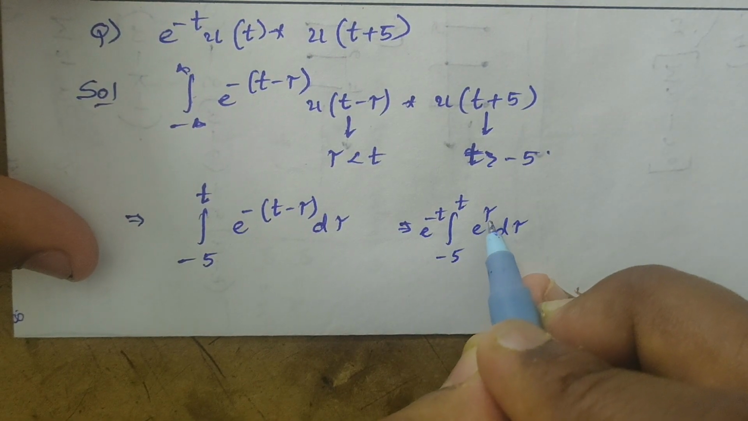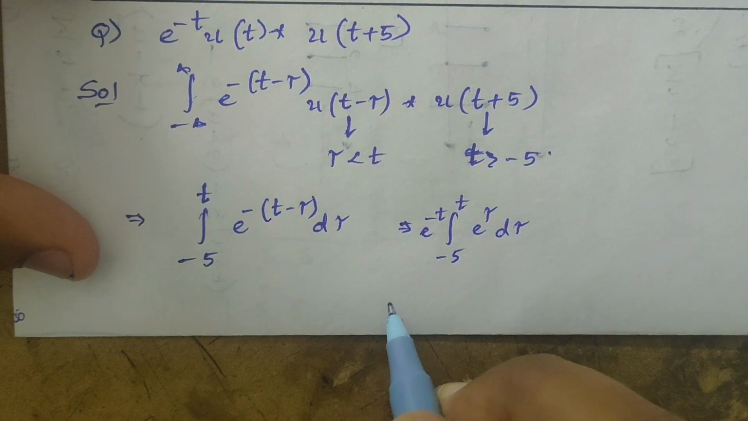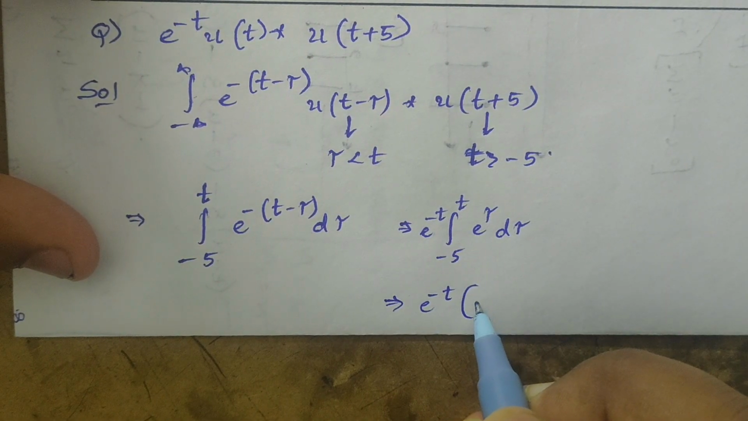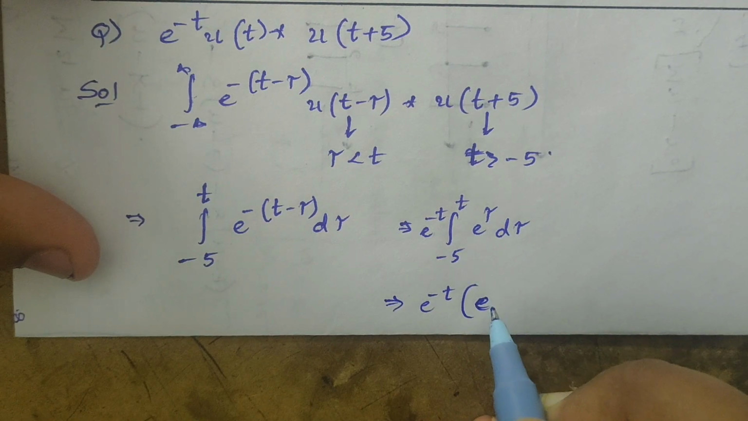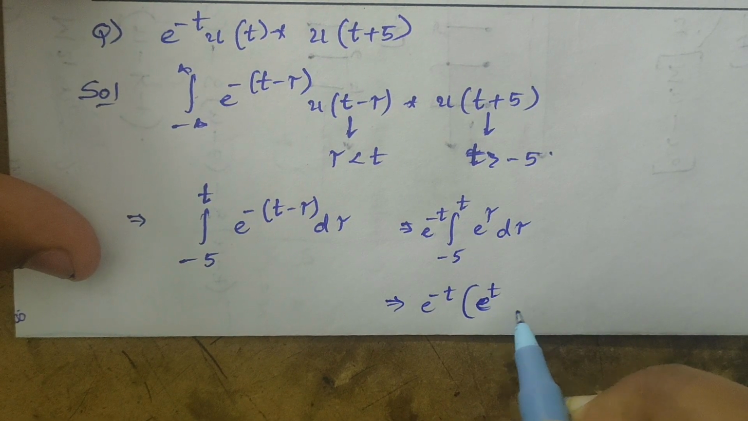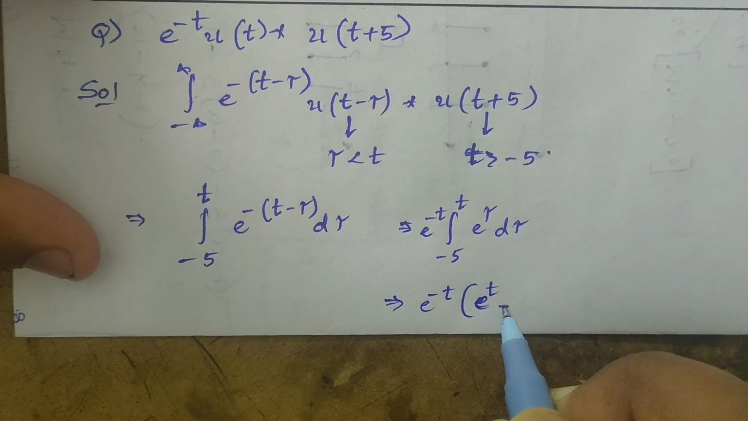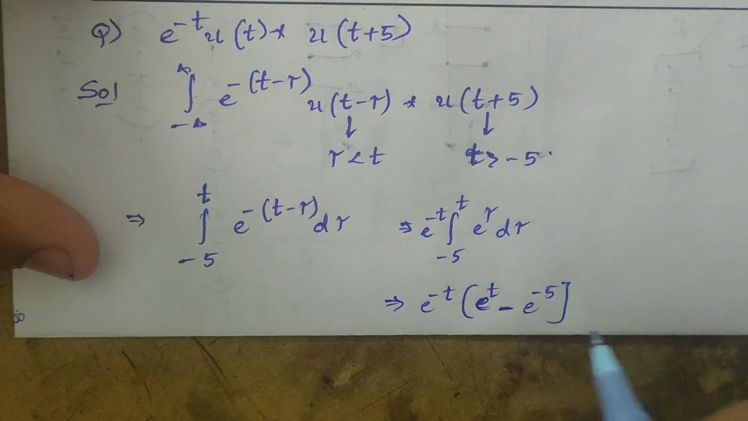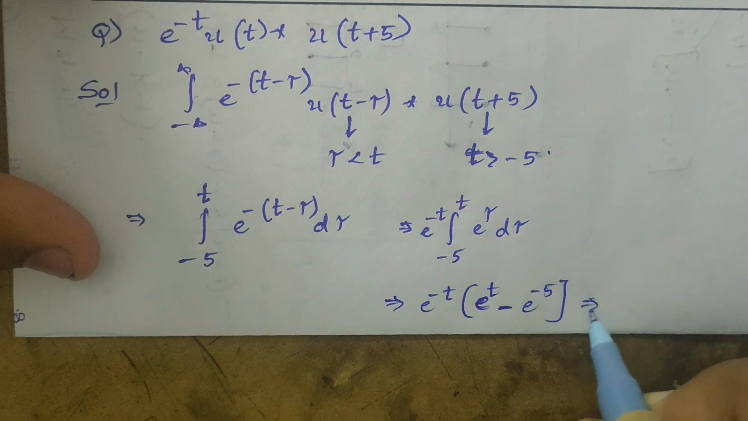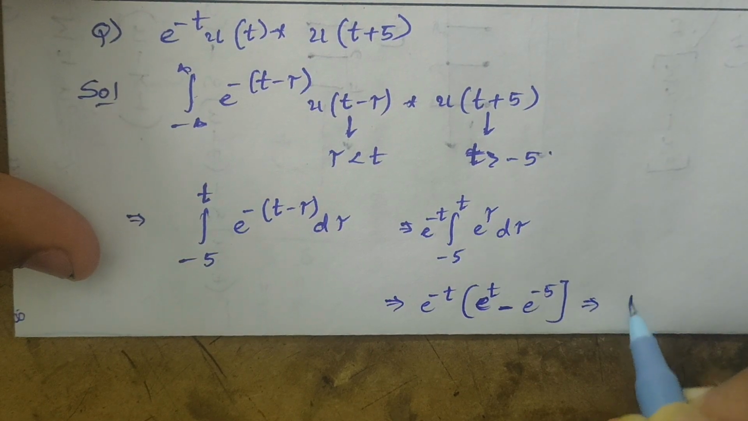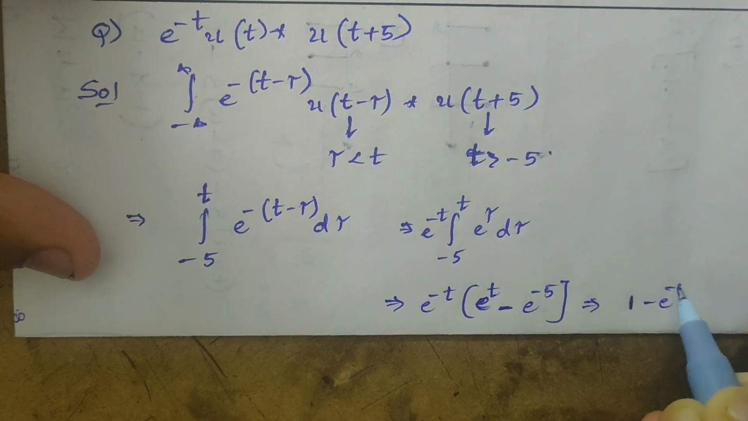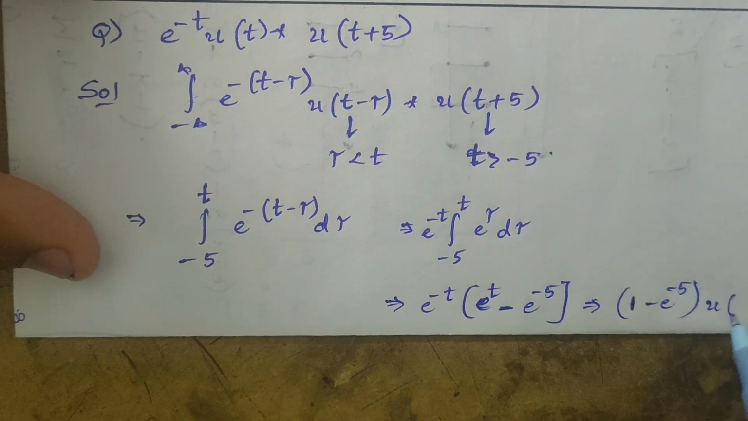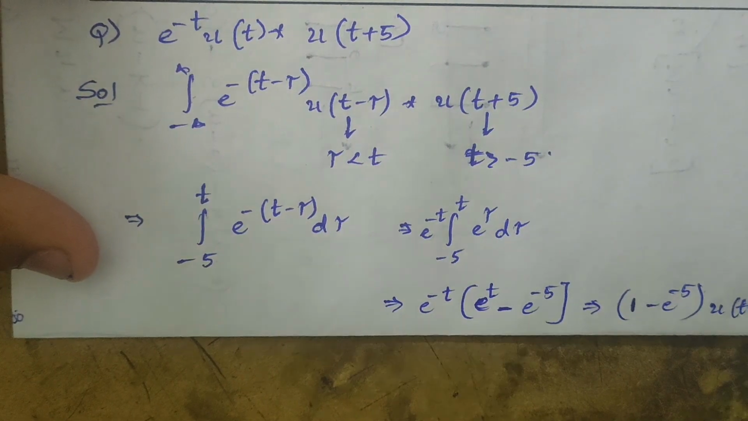Now integrate this term. So e power minus t, e power t integration is e power t upper limit minus e power minus 5. You will get the answer as 1 minus e power 5 into u of t plus 5.